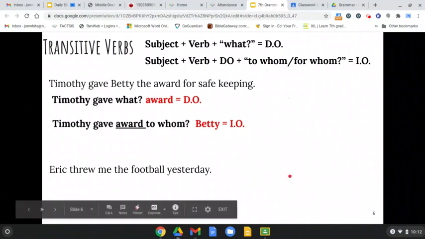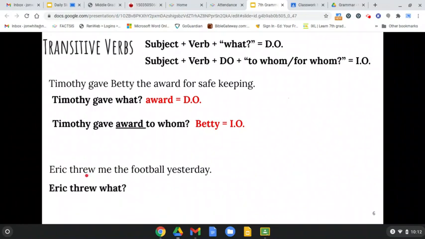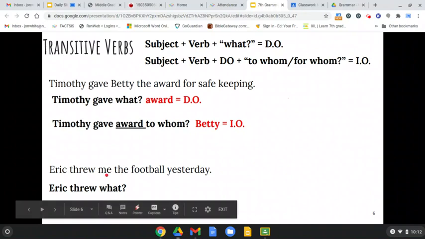So on this next sentence, Eric threw me the football yesterday. Eric is the subject. Threw is the verb. And so we would say, all right, well, Eric threw what? He didn't throw me. I don't think Eric could throw me. Got a little bit of weight to me. So Eric threw football. That's the direct object.